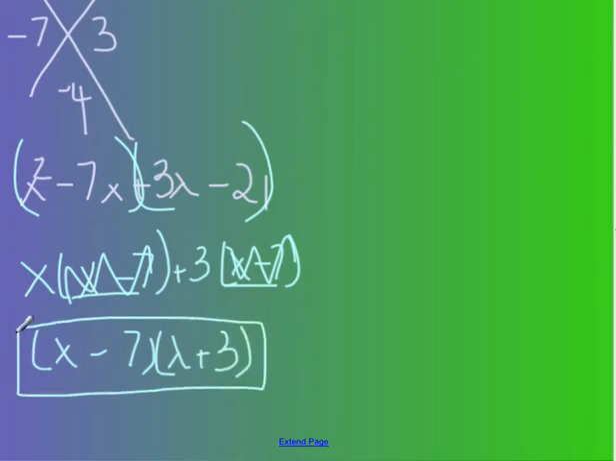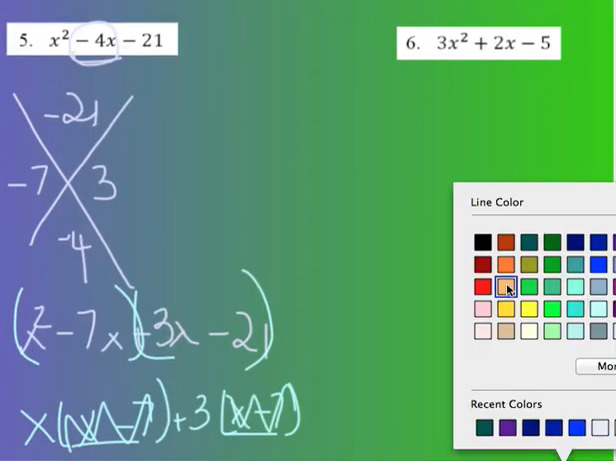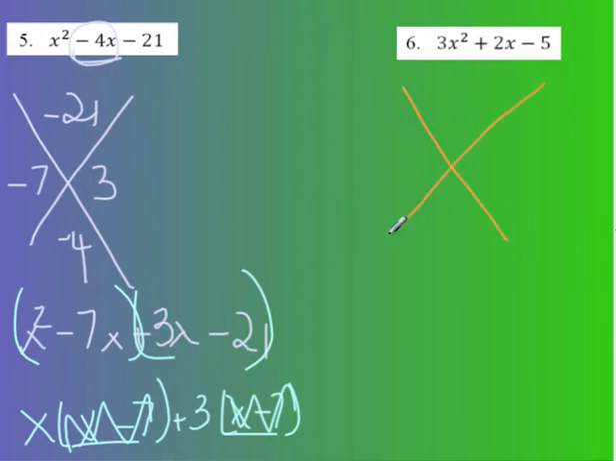Notice that those two binomials are being multiplied. You do not need to put an addition sign between there. I saw that a couple of times on some of your guys' homework. So for number 6, we're going to take 3 times negative 5, which is negative 15.